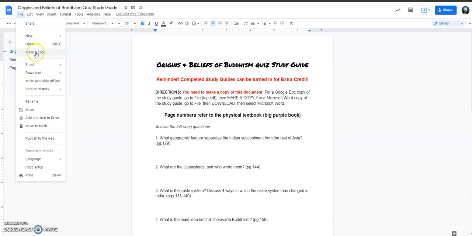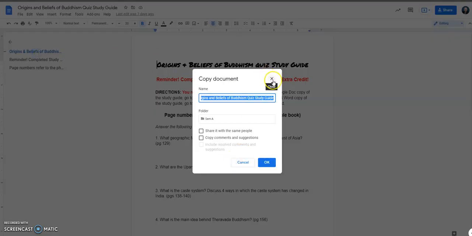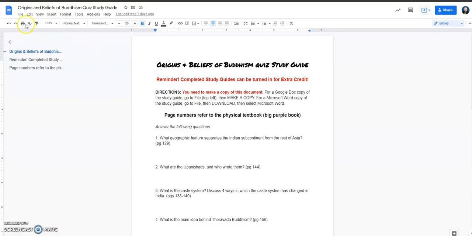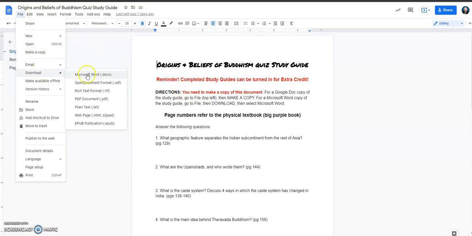So again, File, make a copy, hit OK. That's if you have Gmail and you want a Google Doc. If you prefer Microsoft Word, File, Download Microsoft Word. Once you hit it, it'll download the document, and you'll be able to type in it and save it just like you would any Microsoft Word document.